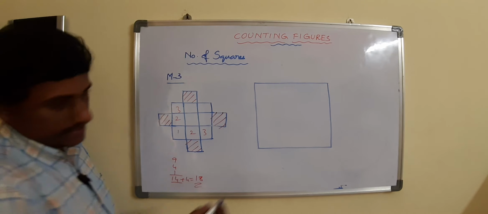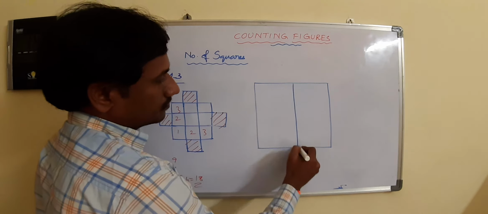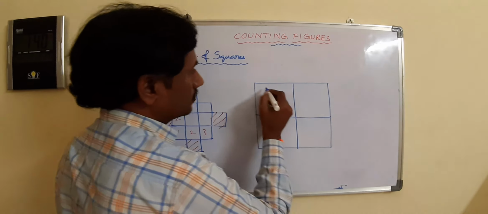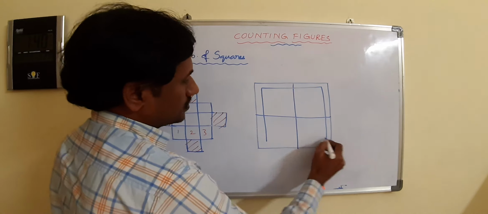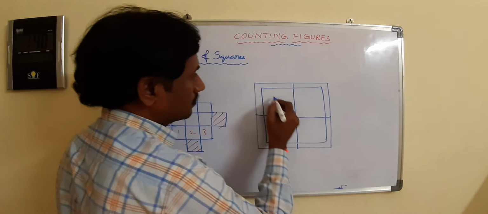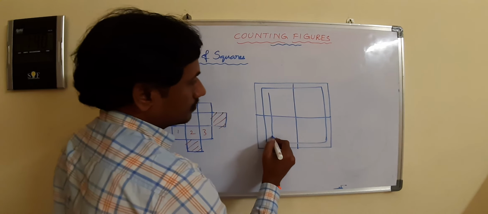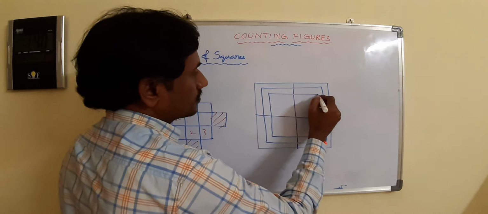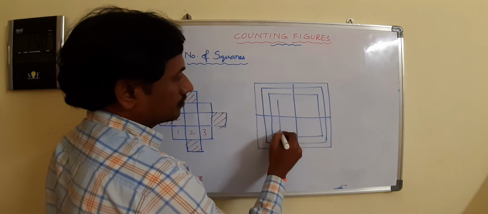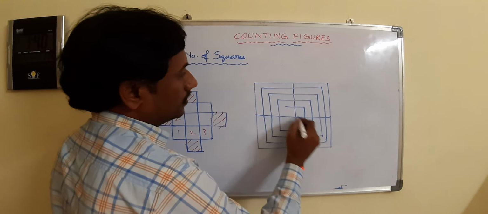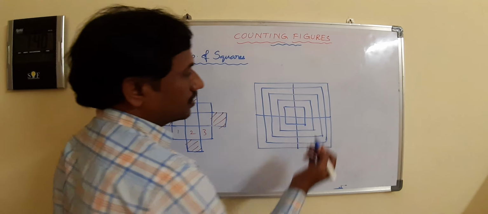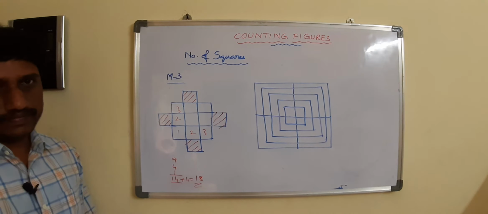Okay? Here I am having a figure like this. This is divided like this. And one more square inside like this. One more square like this. And one more square like this. And one more square. Then they are asking the total number of squares.